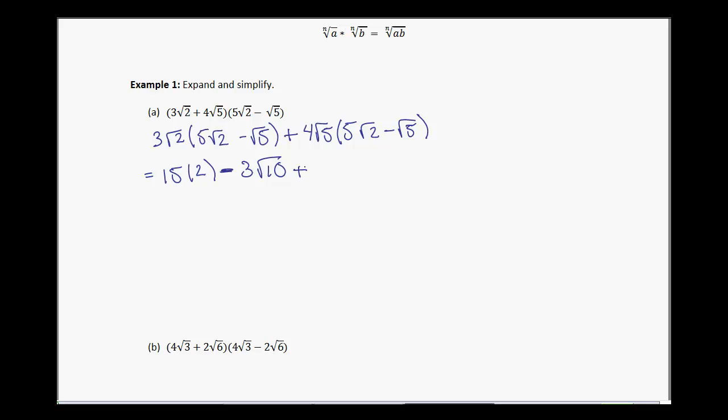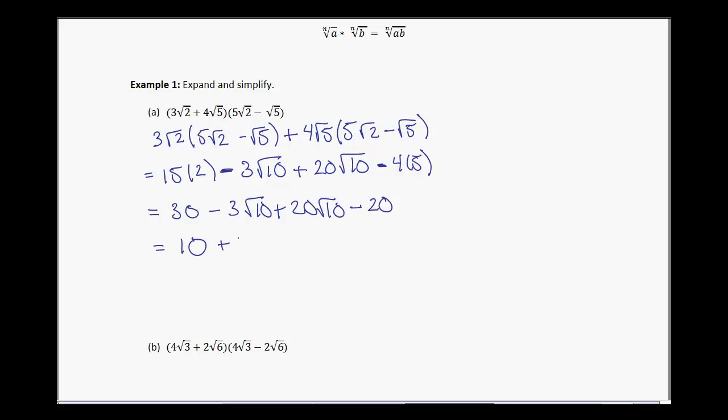Alright. 4 root 5 times 5 root 2 becomes 4 times 5 is 20, and root 5 times 2 is root 10. And 4 root 5 times root 5 is negative 4 times 5. Simplifying, we get 15 times 2 is 30, minus 3 root 10, plus 20 root 10, minus 4 times 5 is 20. Collecting like terms, we get 30 minus 20 is 10, and minus 3 root 10 plus 20 root 10 is plus 17 root 10. And that is our most simplified version.